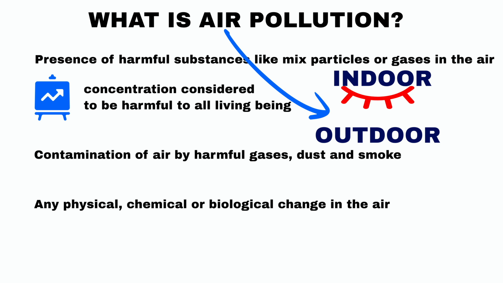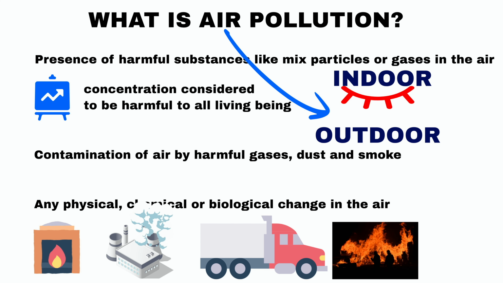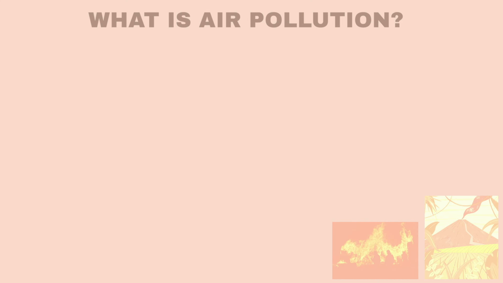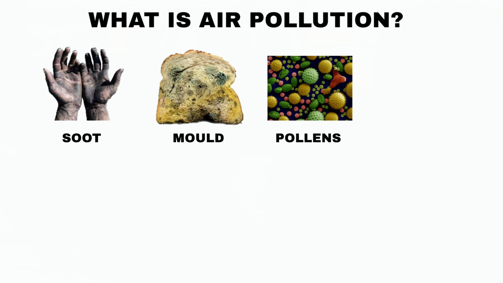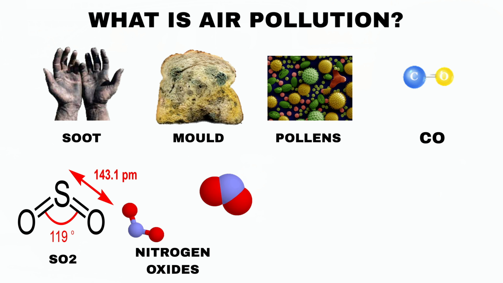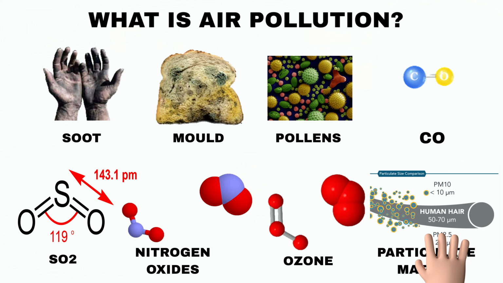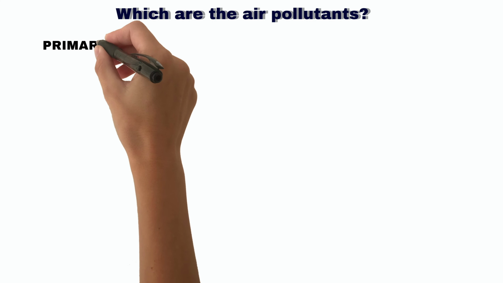Air pollution is caused by various reasons, including human activities such as burning fossil fuels, industrial processes, and transportation, as well as natural sources such as wildfires and volcanic eruptions. Soot, mold, pollens, carbon monoxide, sulfur dioxide, nitrogen oxides, ozone, and particulate matter are some examples of air pollutants. Again, it has been divided into primary and secondary air pollutants.